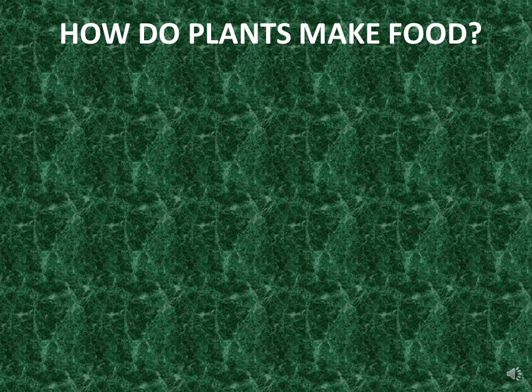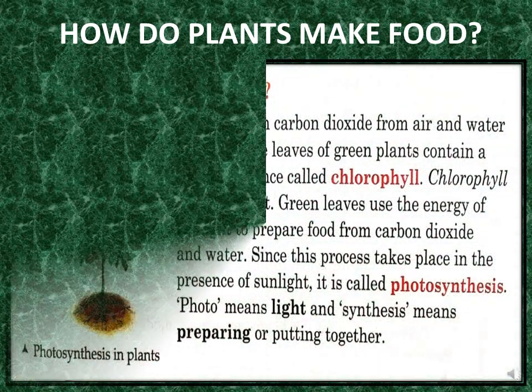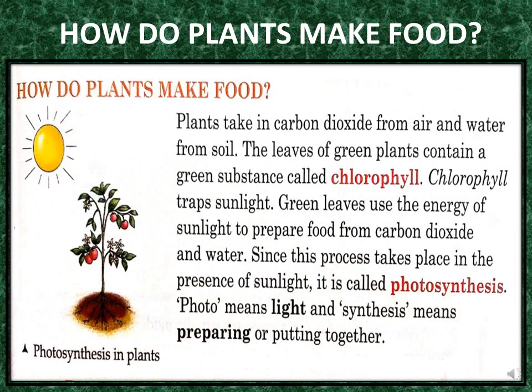So now we will discuss how plants make food. We know plants can make their food by themselves. They don't need help from others. They are self-sufficient in making their own food, and the leaf is considered the kitchen of the plant because the food is made in the leaf part of a plant.